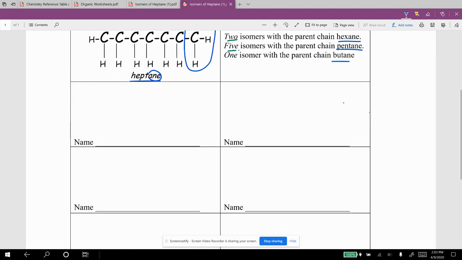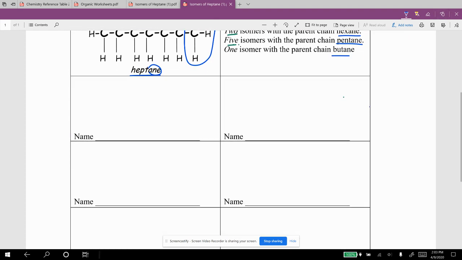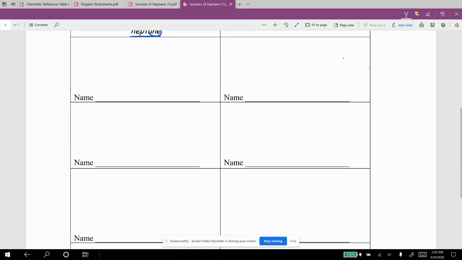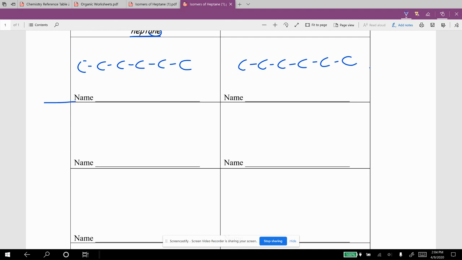So let's start with our 2 isomers with the parent chain of hexane, right? Hexane, hex means 6. So I have 6 carbons in a row. So 1, 2, 3, 4, 5, 6. And then 1, 2, 3, 4, 5, and 6. Right, so I have 2 isomers that have the 6 carbon chain.